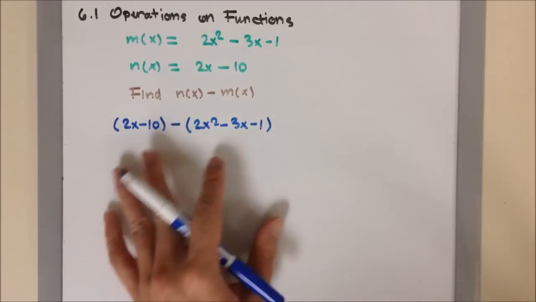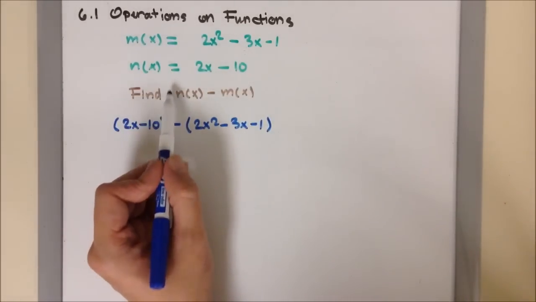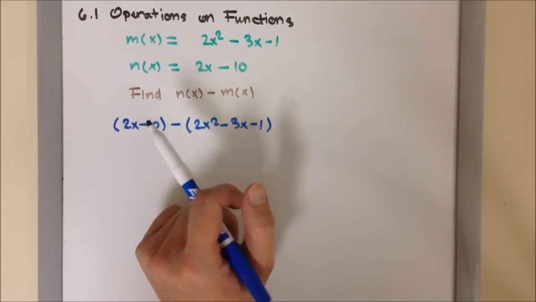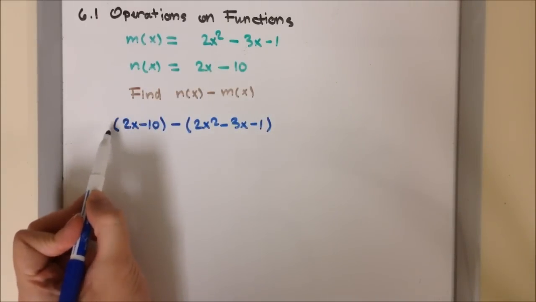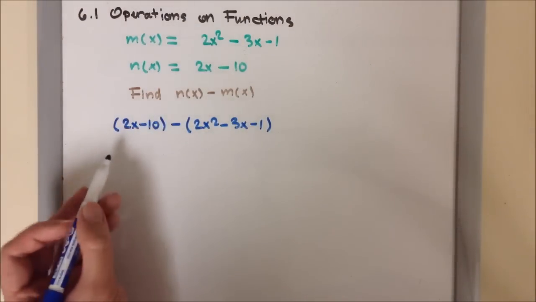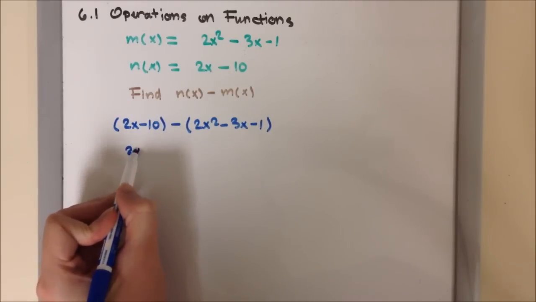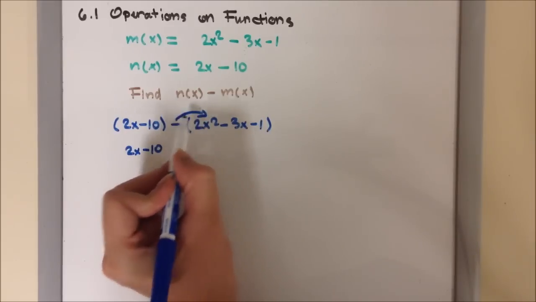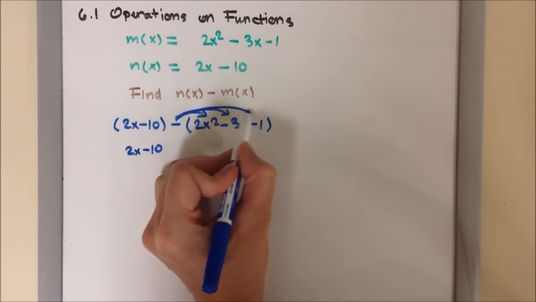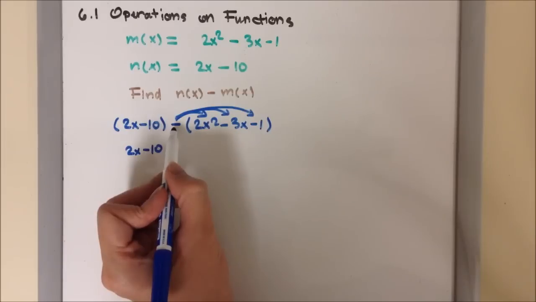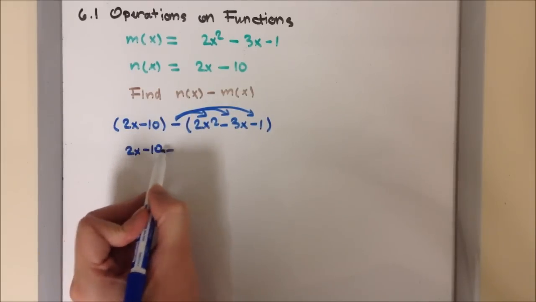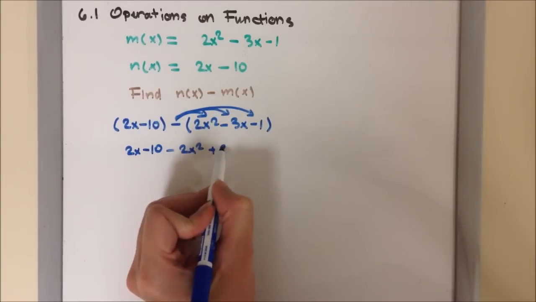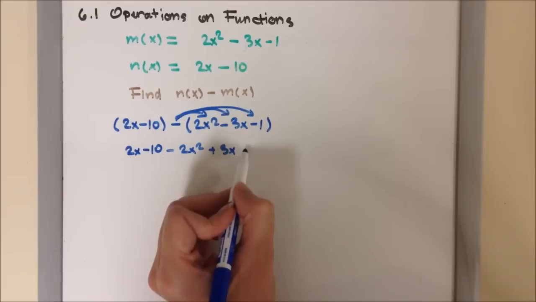Now the reason I put parentheses on these two is because you never know if you might have a coefficient, a number that you might have to distribute. So just be prepared just in case. So here I have nothing to distribute, so I'm going to let go of the parentheses on the 2x minus 10. Now I do have a minus I'm going to distribute just like in the previous example. So my minus, that's a negative 1, so negative 1 times 2x squared will be minus 2x squared. Negative 1 times negative 3x will be positive 3x. Negative 1 times negative 1 will be plus 1.